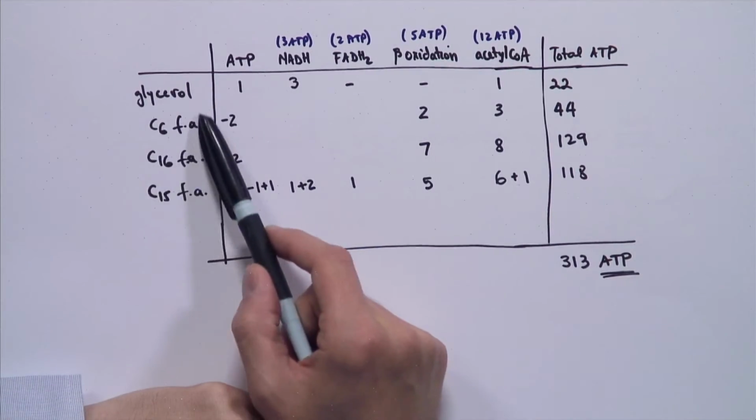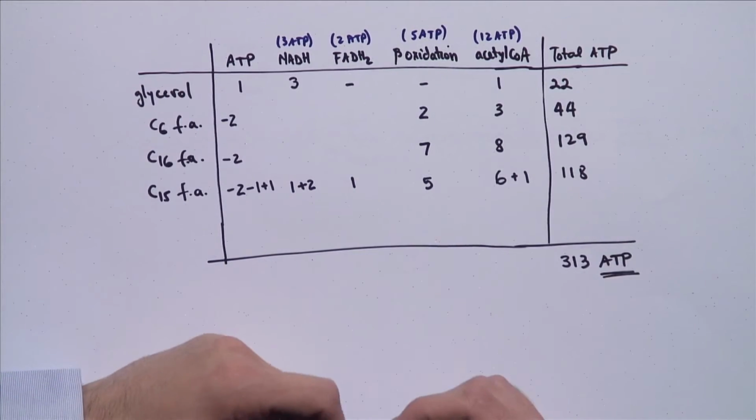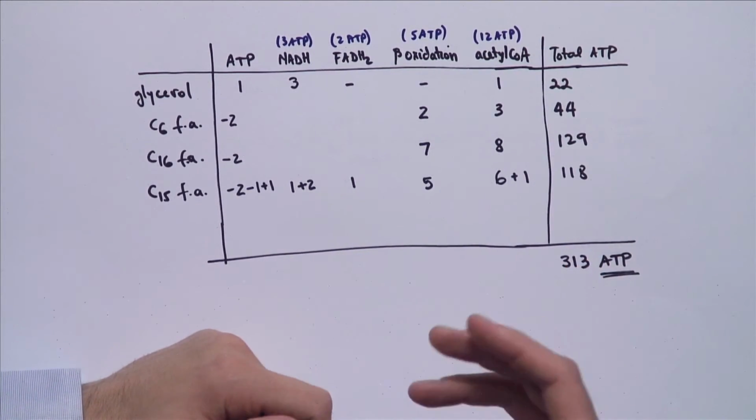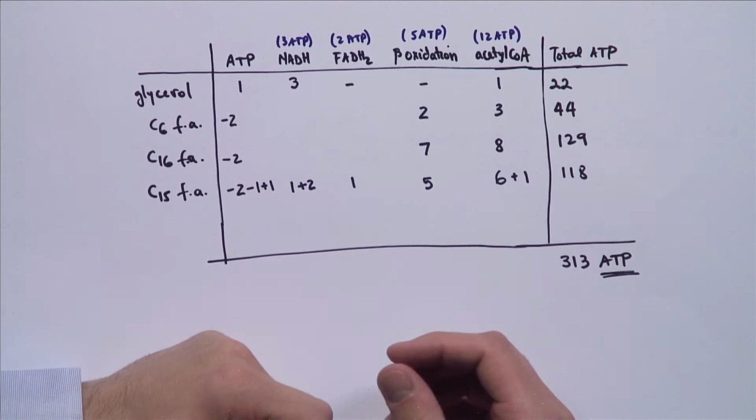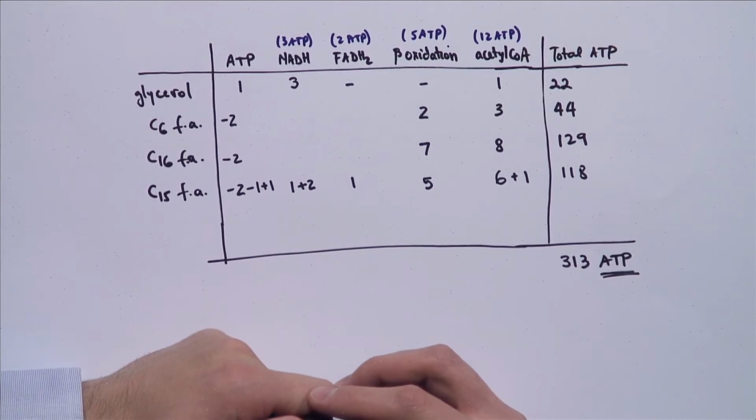Now, this problem has an additional question, and it asked us to contrast how much energy we get from a 6-carbon fatty acid and compare that to how much energy we get from one molecule of glucose, which also has 6 carbons. Let's take a look at our table here. The 6-carbon fatty acid generates about 44 molecules of ATP when completely oxidized. By contrast, one molecule of glucose would generate only about 34 to 36 molecules of ATP.